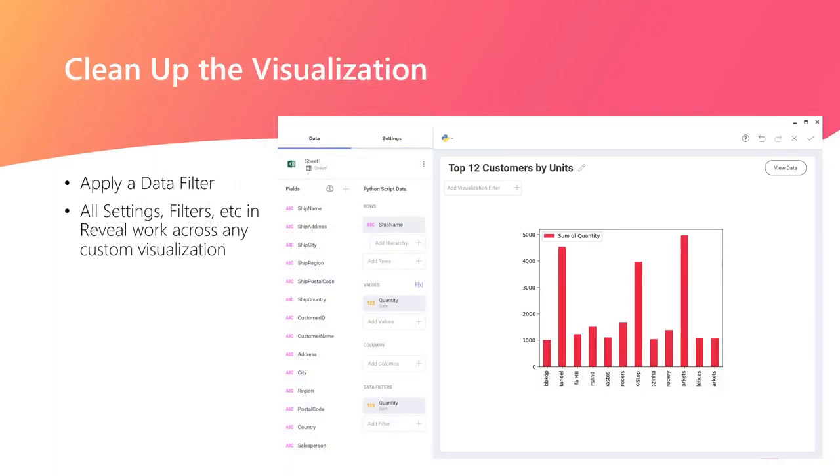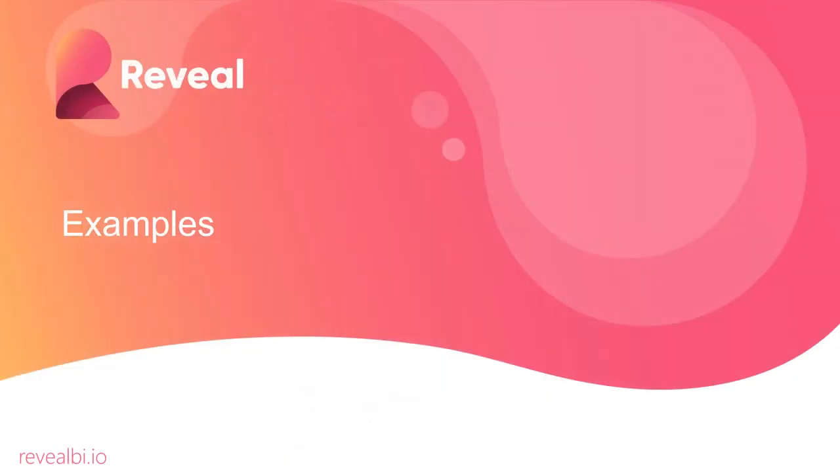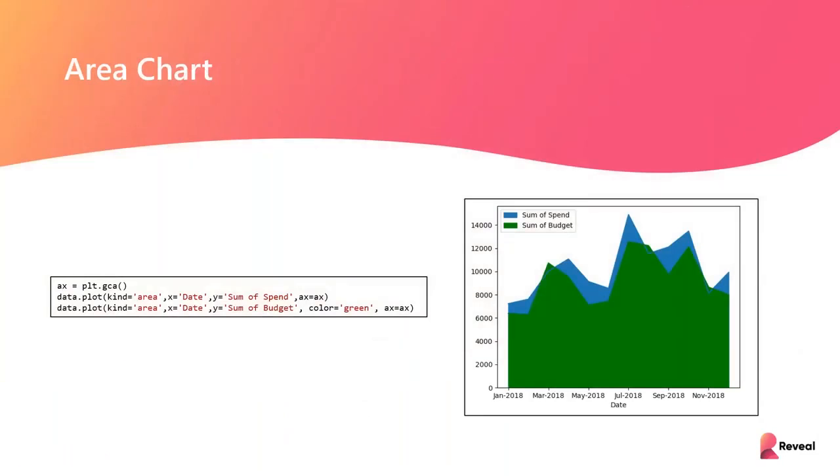So what you can do is still use the data filters like you would in Reveal. In this case, what I did is I said, show me the top 12 customers by units through a data filter. So all of the data filters, all of the widget level filters, and the global filters will work. And I will show you that as well in some of the demos. So here's some examples just to ease your fear of how complex this is. So to create an area chart with the date time axis, it's 3 lines of script. And actually, you know what? It's actually 2 lines. I made a mistake here.